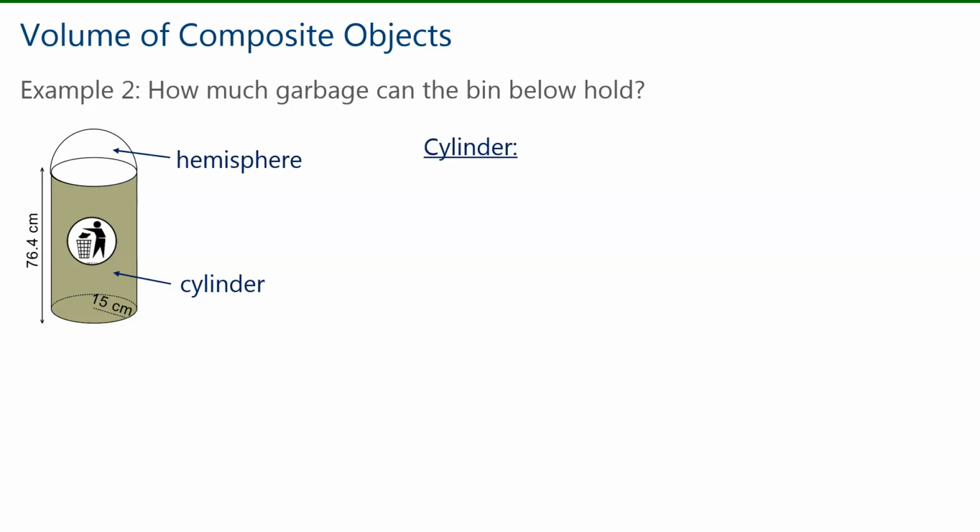So let's start with the cylinder. The volume of a cylinder is pi r squared h. So I see that the radius is 15 and the height is 76.4. So plugging them into my formula and then working that out in the calculator, I get 54,004 cubic centimeters as the volume of the cylinder.